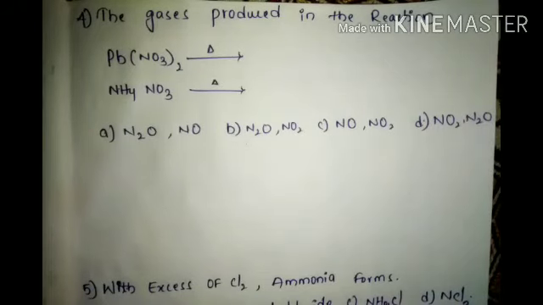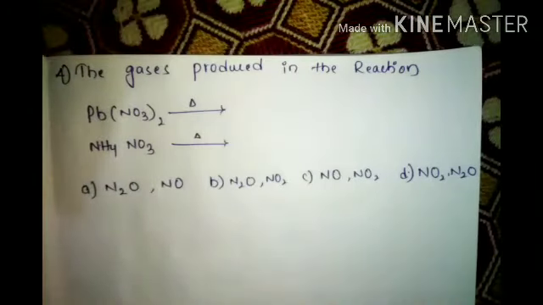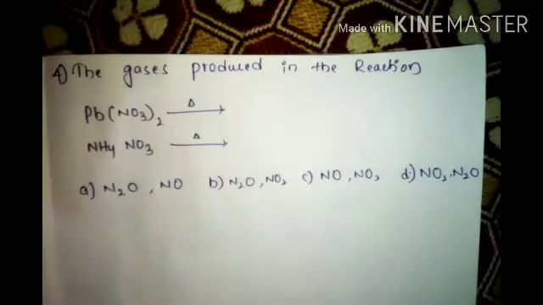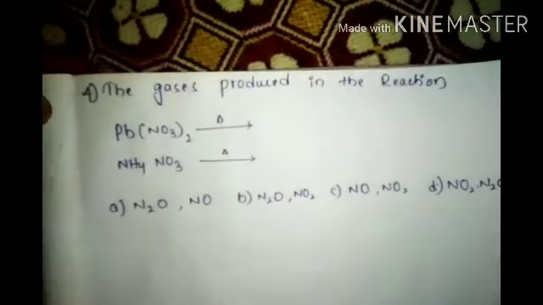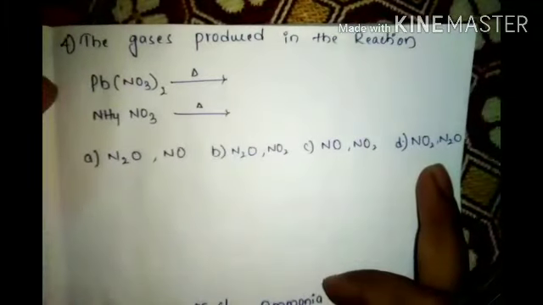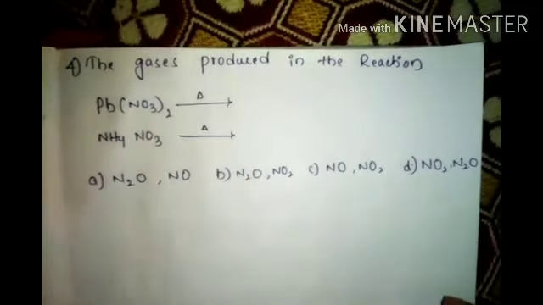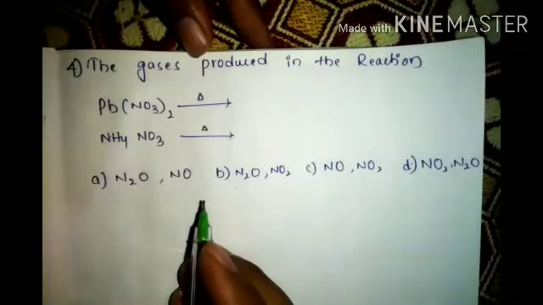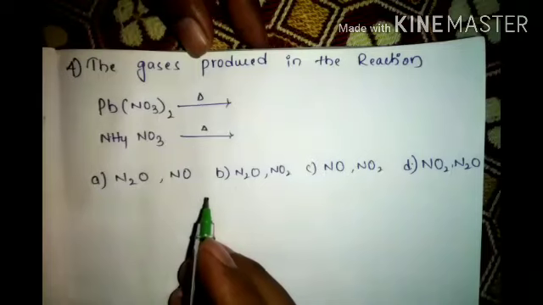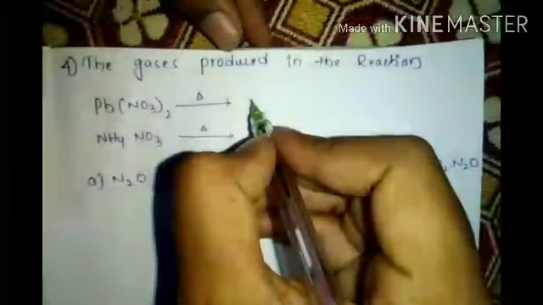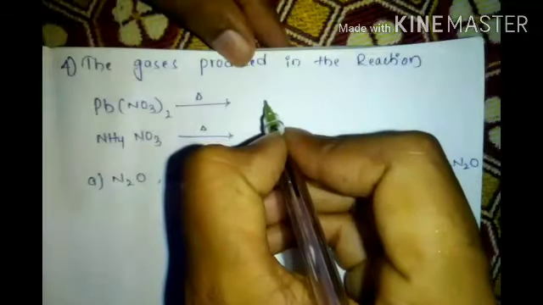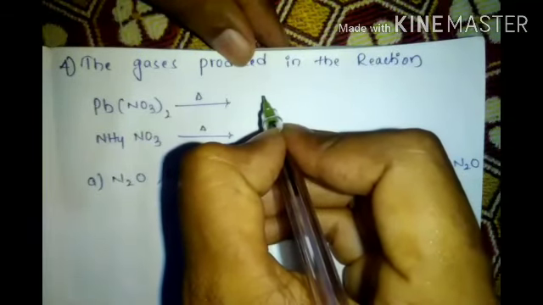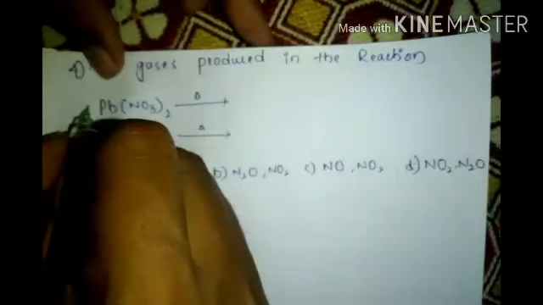Okay. Our next fourth question is the gaseous product produced in the reaction. What gases are producing in these two reactions? First of all, you complete both reactions. They have given 4 options. Which gases are producing? First, lead nitrate. Lead NO3 twice. Now it gives rise to, while heating, lead monoxide. Lead monoxide will come.